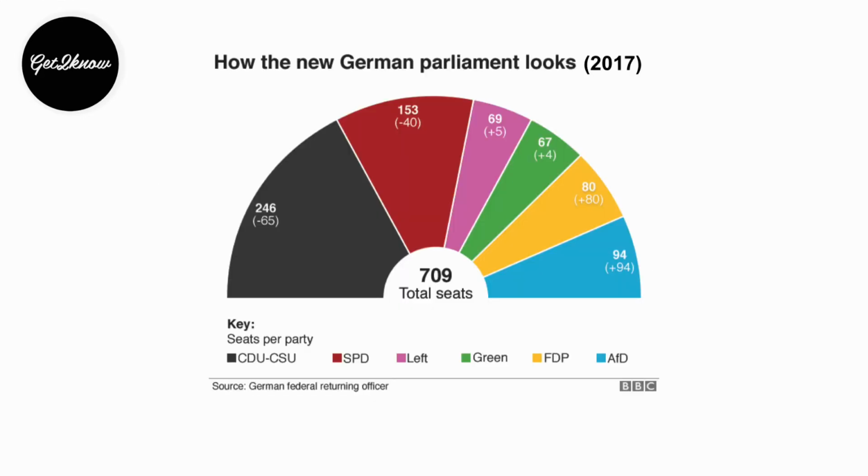This chart here shows the German parliament today. There are 6 different parties. The SPD and the CDU-CSU form the government.